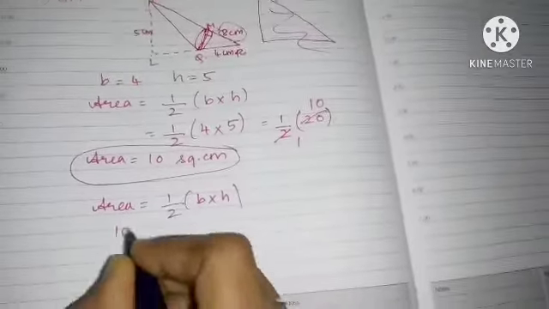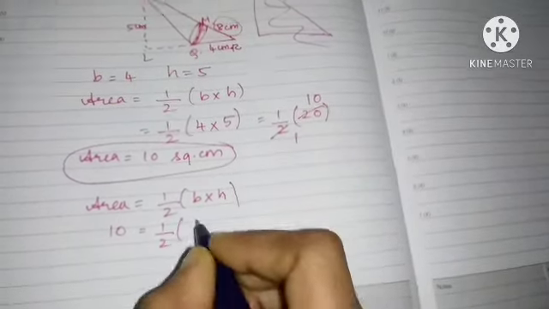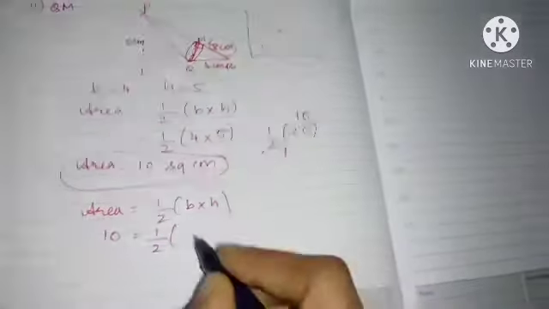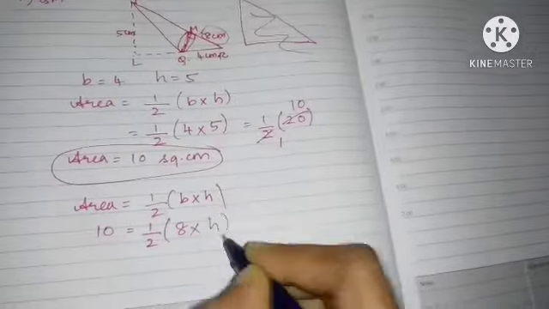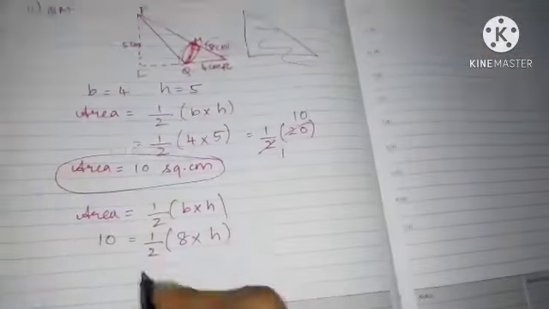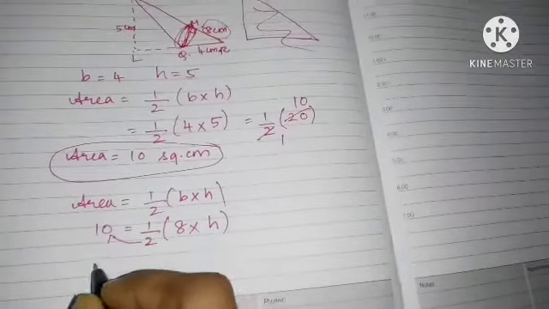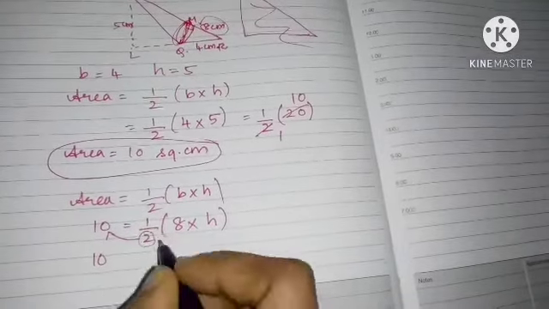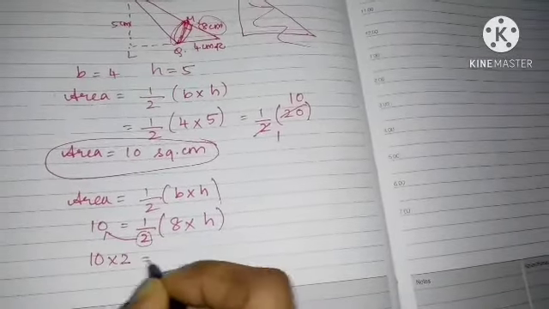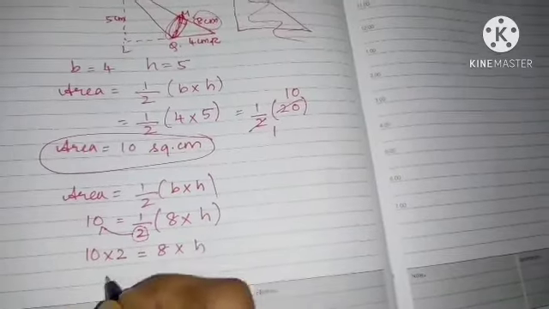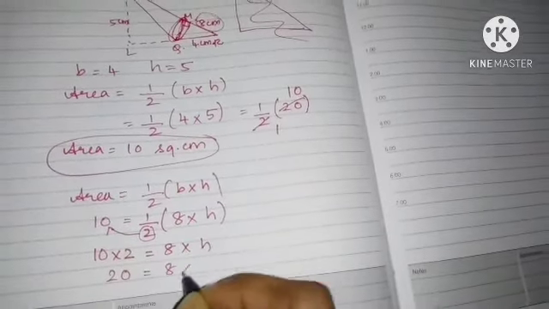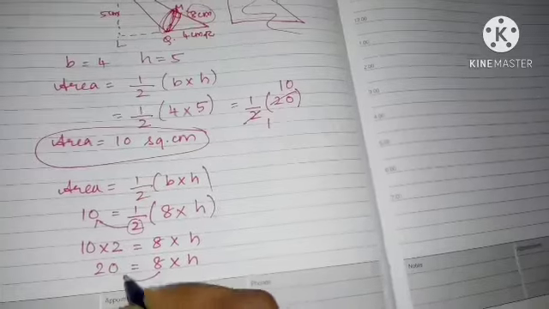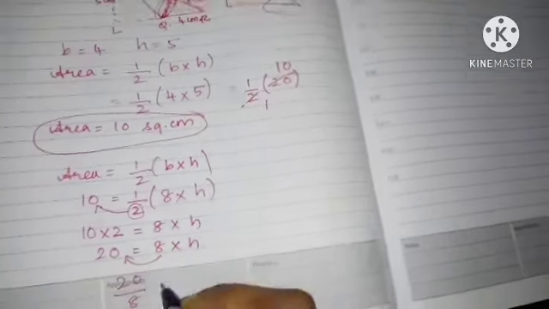What is the area of the triangle which you got now? 10 is equal to 1 by 2 into base, which is 8, into height. You don't know the height because height is nothing but QM. So first I am bringing this 2 to the other side. Division goes to the other side and becomes multiplication. 10 2s are 20 is equal to 8 into H. 8 will go that side. So 20 divided by 8 is equal to H.